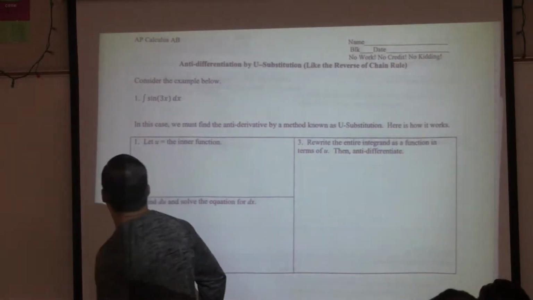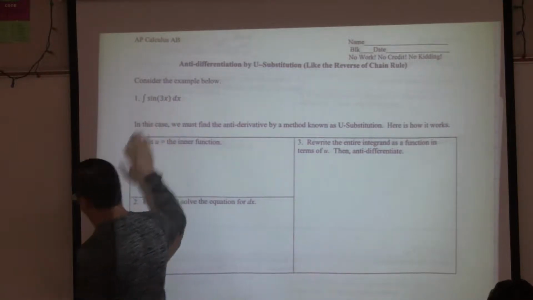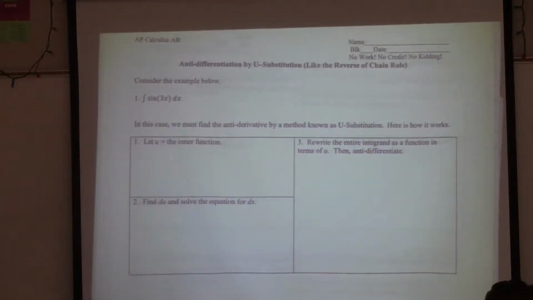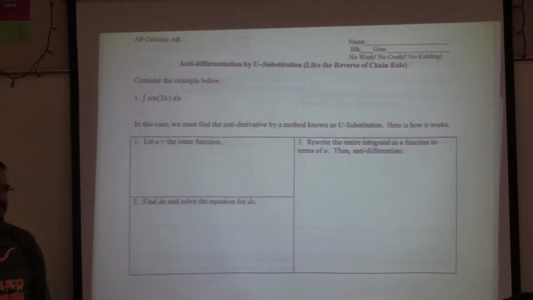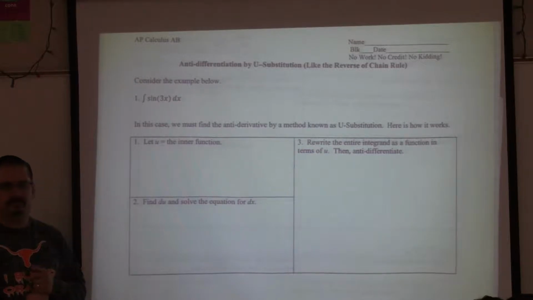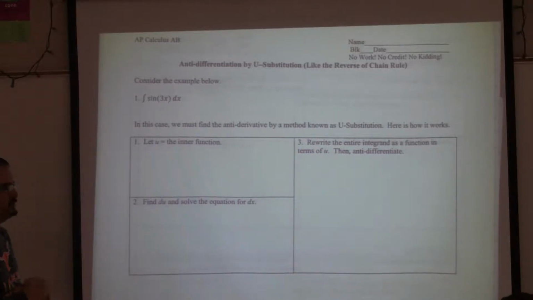So for example, this one, we have the integral of sine of 3x, right? What's making it not be something easy to integrate? The fact that it has a 3 there, right? If it was just the integral of sine of x, then we wouldn't have a problem, right? What's the integral of that? Negative cosine of x plus what?